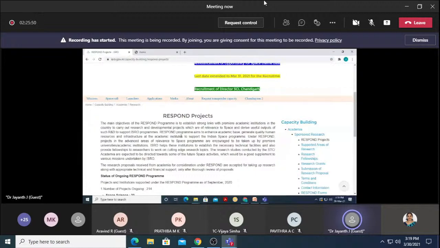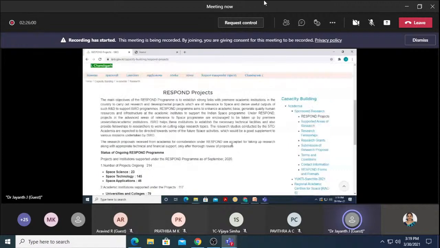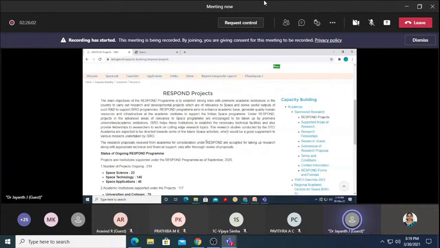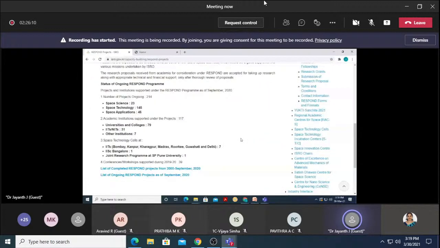So for this response scheme, you need to download a format, fulfill what you need. Here, you need to write a proposal which should match with the ISRO requirements. Every year, they will release in the month of November or December the projects they require to work with separate space centers.